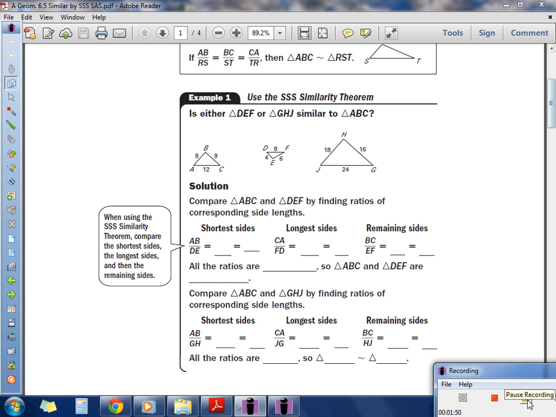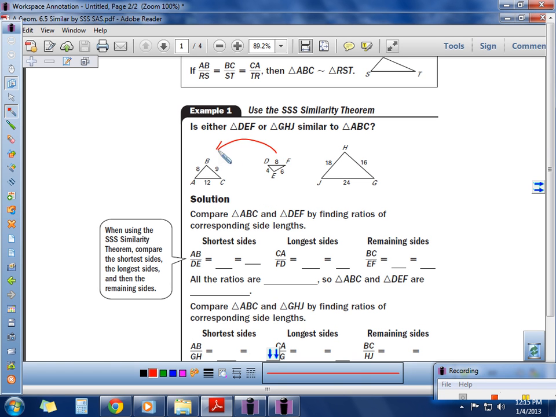On example 1, it says, is either DEF or GHJ similar to ABC? So we're comparing these back to that one. I want to see if this one right here is similar to the other two triangles. So the first thing that I always like to do is decide which one I'm going to compare back to ABC. I would pick maybe DEF. What I like to do is find the smaller of the two triangles. Which one of these two is the smaller one? DEF.